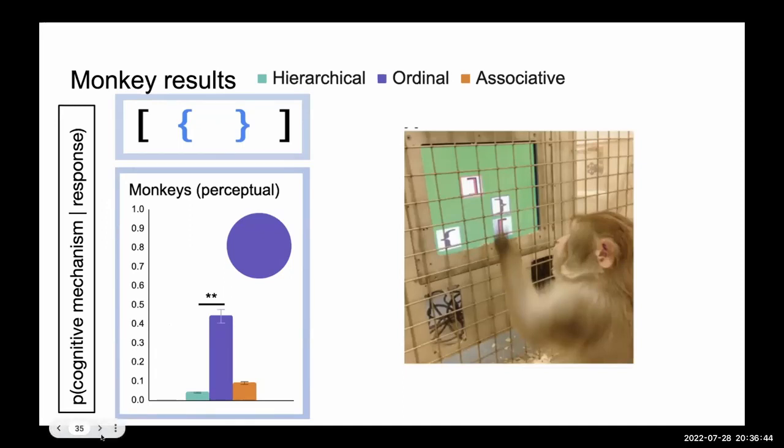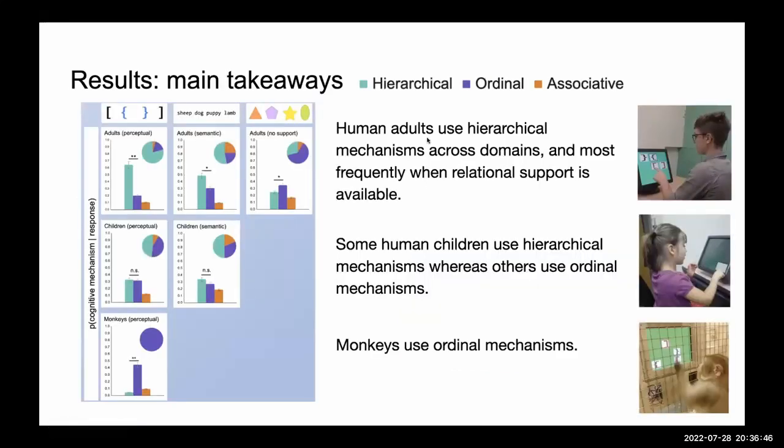So just to summarize these results, the top row is the humans: humans use hierarchical mechanisms across domains and most frequently when relational support is available. You take that relational support away, they rely on ordinal reasoning. For children, some of them use hierarchical mechanisms, while others use ordinal ones. And finally, monkeys use ordinal mechanisms.